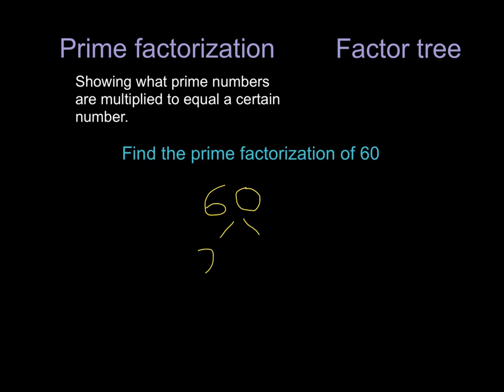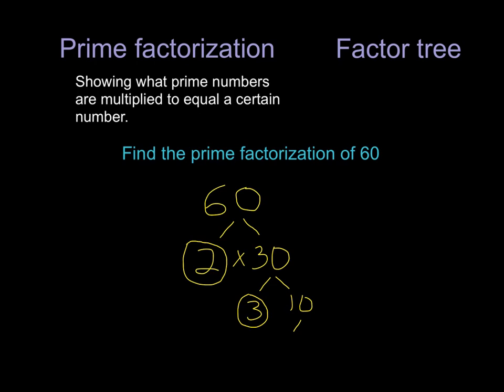So in this case, I could do 2 times 30, okay, and that gives me 60. Now, as soon as I come across a prime number, I circle it. So I know 2 is prime because it only has 2 factors. Now 30 I can continue to break down. So I know that 30 I could do 10 times 3 to get that. Okay, now I know 3 is prime, so I'm going to circle that. So I'm finding all the prime numbers that I multiplied to get to 60.